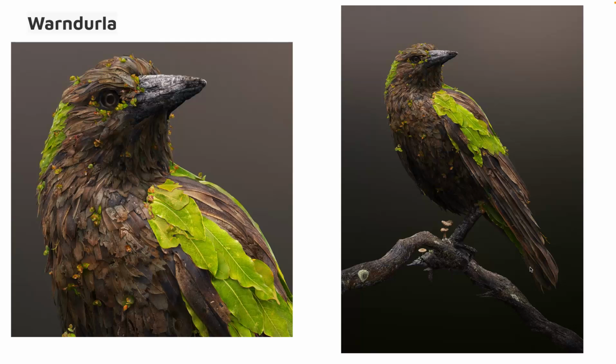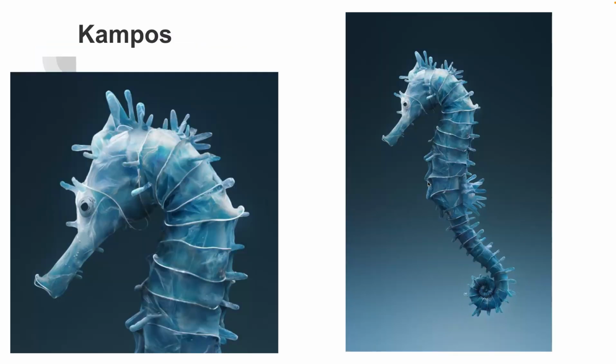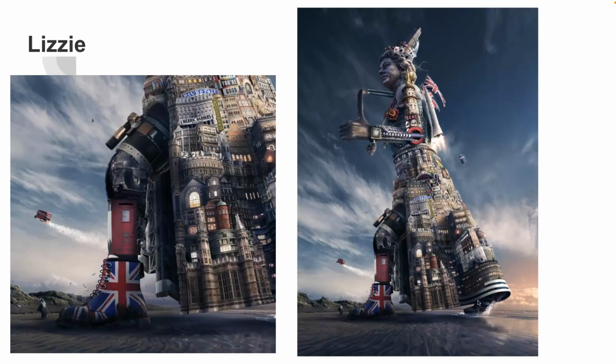And these are really, really well crafted. So these are all from photographs of leaves and bark that's all composited into this really believable bird, or this elephant all made of Arctic glaciers and mountains, or this seahorse all made out of rubber surgical gloves. Talk about plastics in the ocean. Here's the Queen of England, made out of all these buildings from London.